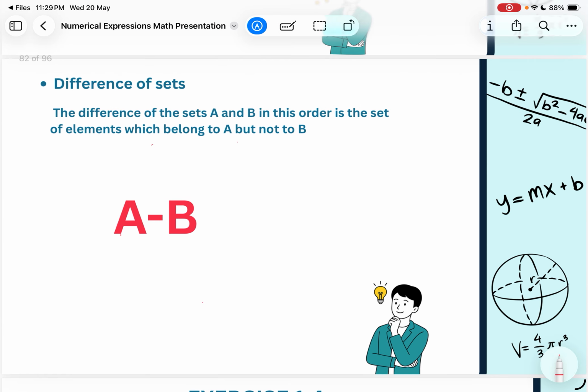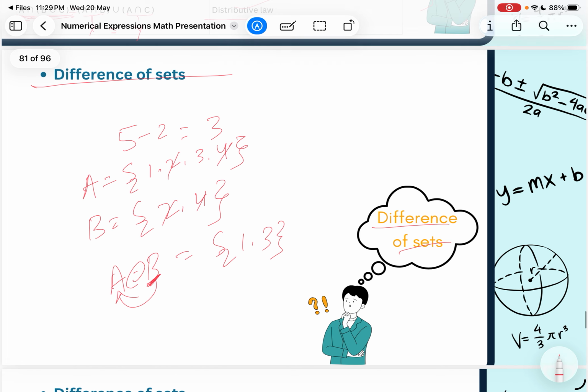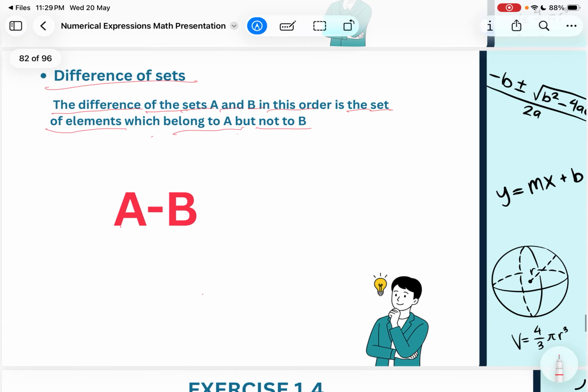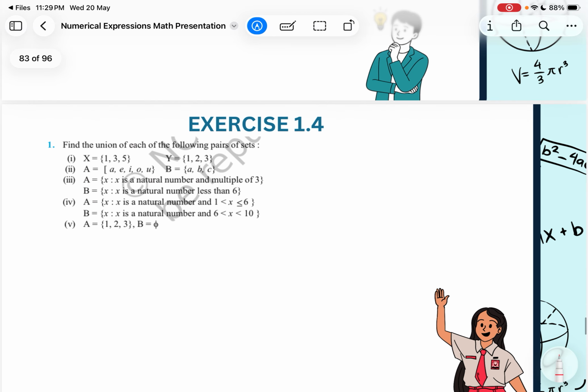Now the definition of difference of sets. The difference of sets A and B, in this order, is the set of elements which belong to A but do not belong to B. So here you can see the elements 1 and 3 belong to A but do not belong to B, right? This is called the difference of sets, and it is represented with this minus sign.